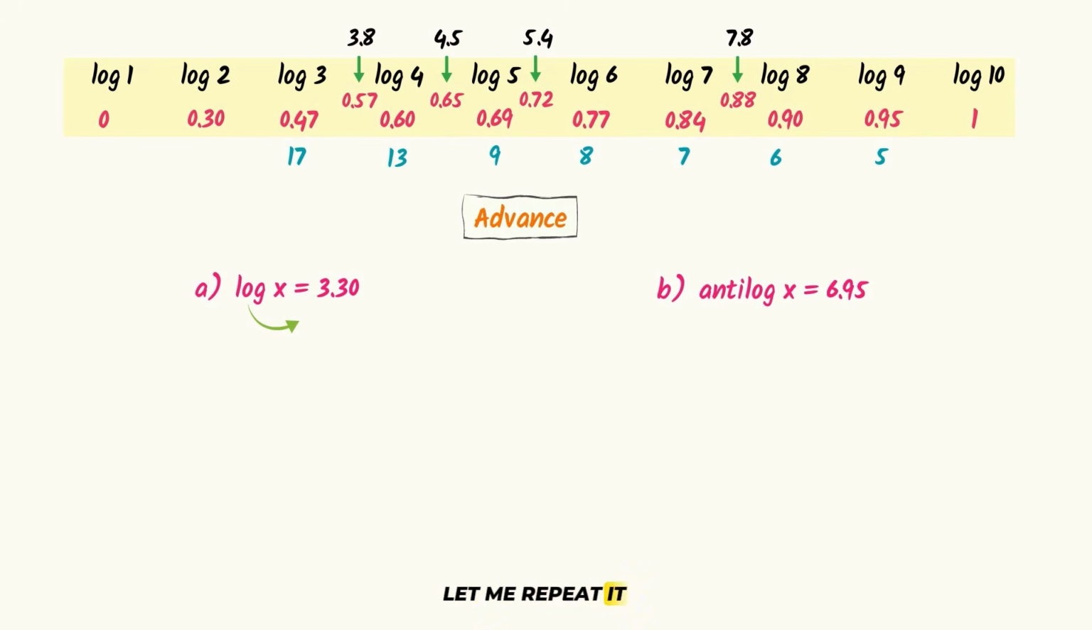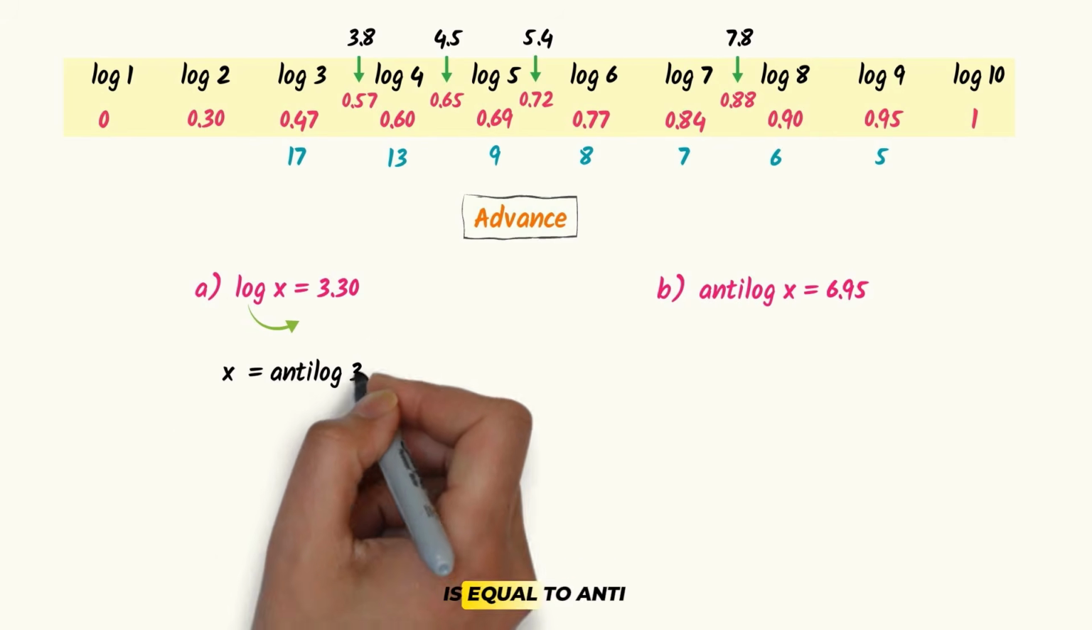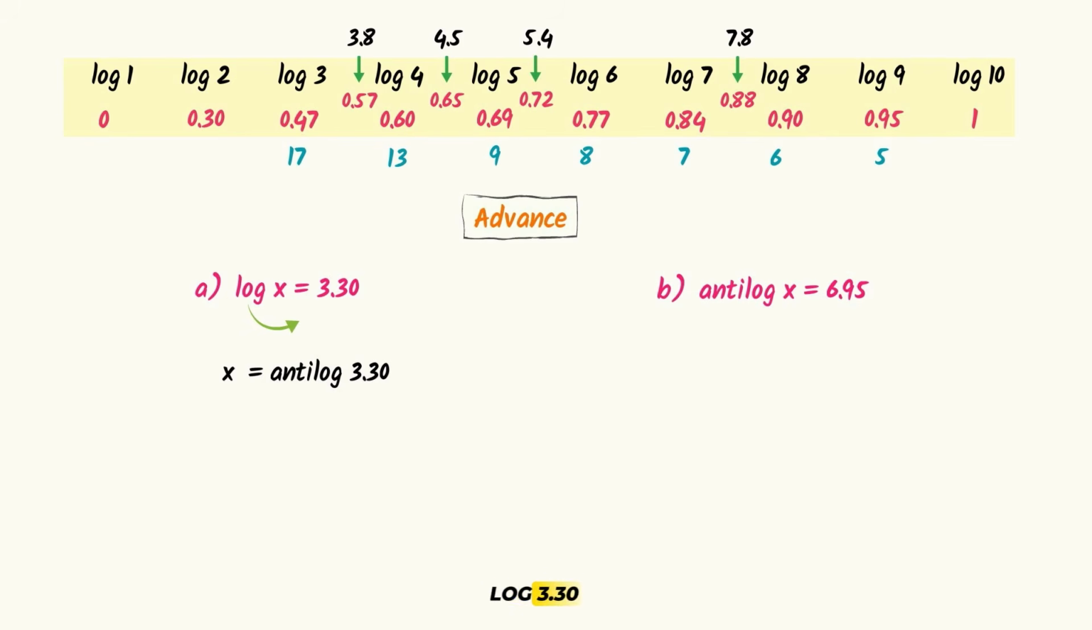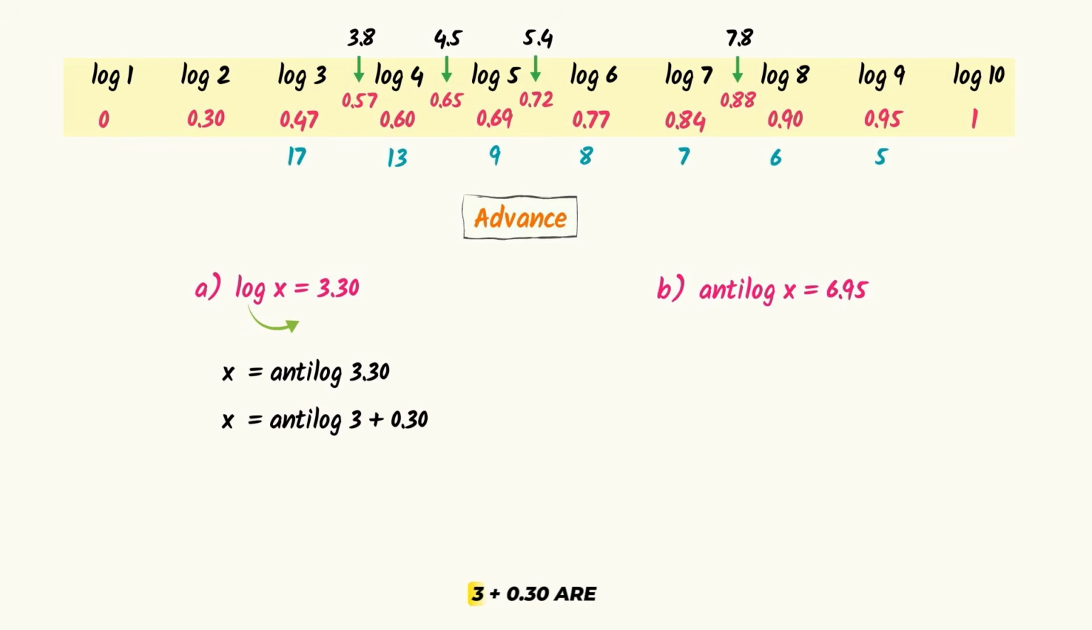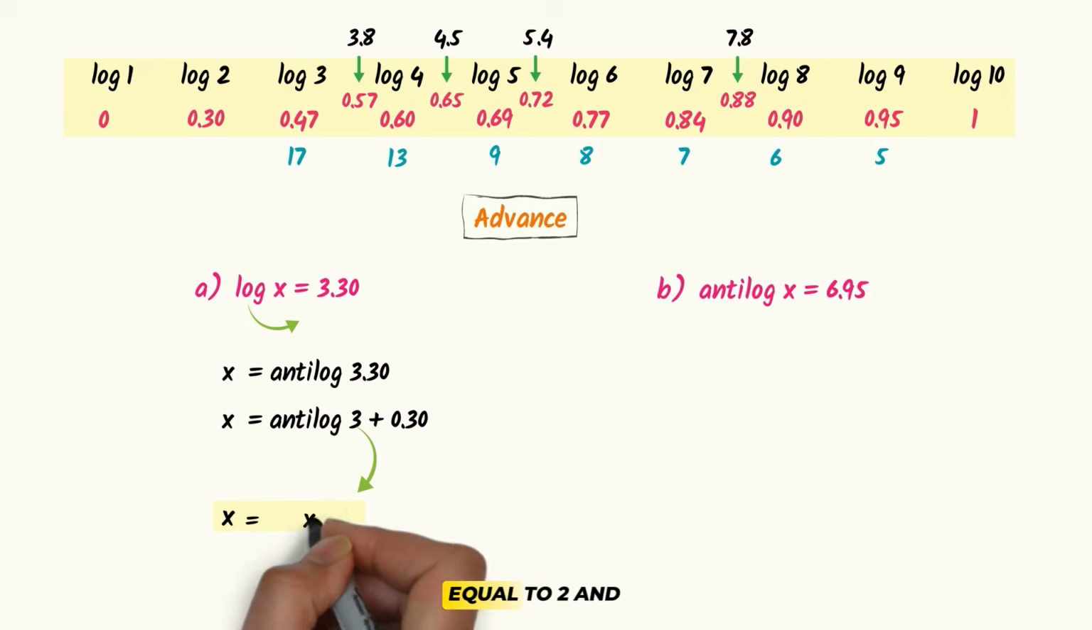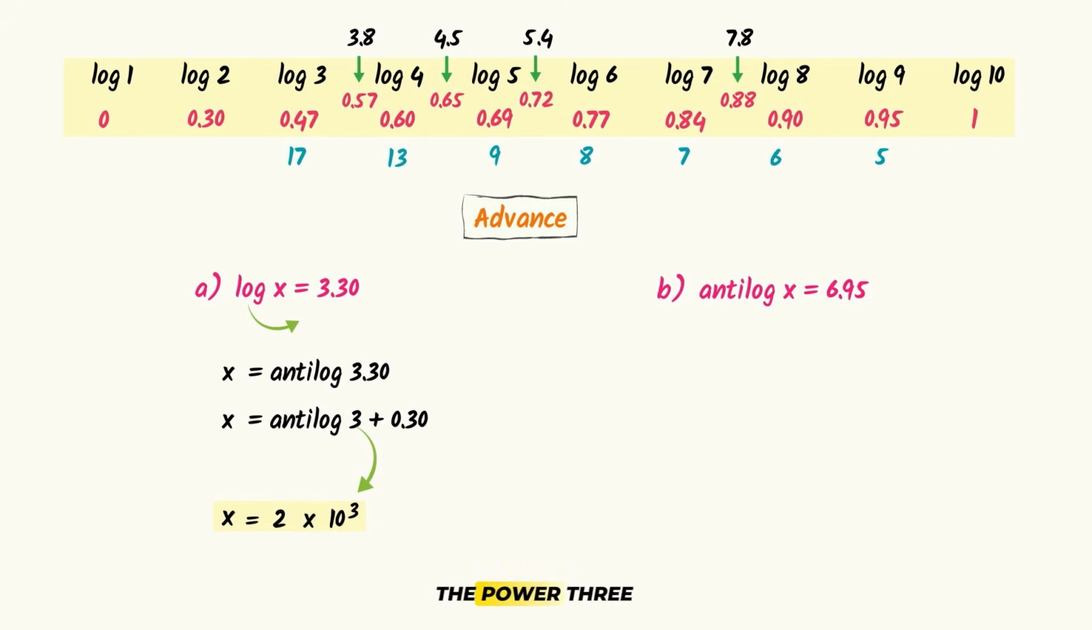Let me repeat it. When we transfer log from one side to the other side, it becomes antilog and vice versa. So I write x is equal to antilog 3.30. I write x is equal to antilog of 3 plus 0.30. Or I get x is equal to 2 times 10 raised to the power 3.